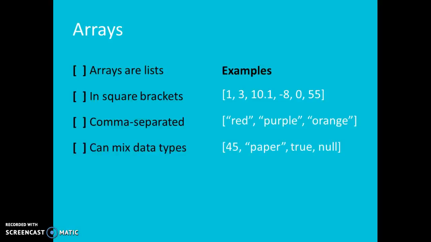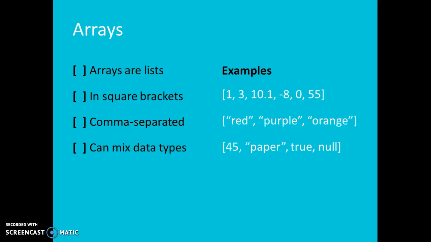Arrays are ordered collections of values. An array begins with a left bracket and ends with a right bracket. Values are separated by a comma. Arrays in JSON are almost the same as arrays in JavaScript. In JSON, array values must be of type string, number, object, array, boolean, or null. You can see the examples on the right.